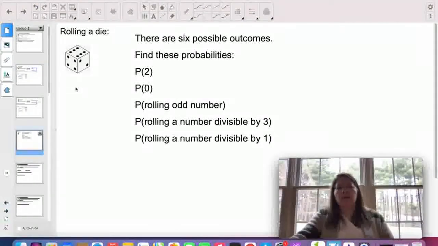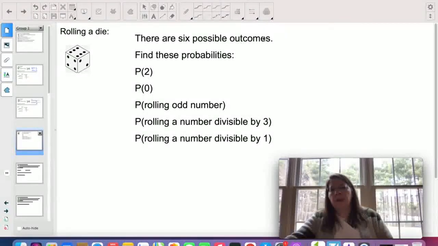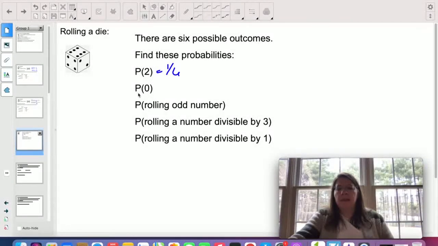Let's talk about rolling a simple die. When we have a die, we have 6 sides. The possible outcomes are 1 through 6. Let's talk about the 6 possible outcomes and find some specific probabilities. What is the probability of rolling a 2? Well, there's only one 2 on the 6 sides, so the probability of rolling a 2 would be 1/6. What's the probability of getting a 0? Well, the die has numbers 1 through 6 on the 6 sides. There is no 0, so that's not possible. So the probability of that happening would be 0.